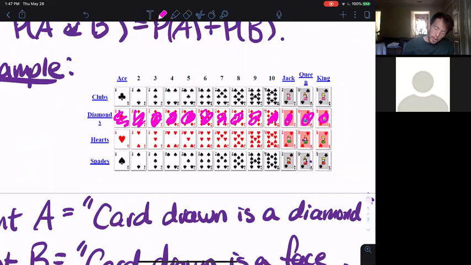1, 2, 3, 4, 5, 6, 7, 8, 9, 10, 11, 12, 13. Then I also need all the face cards. So I got 13 and then 14, 15, 16, 17, 18, 19, 21, 22, 23. Did I write 3, 6, 9, 12? 22. I think I counted wrong.